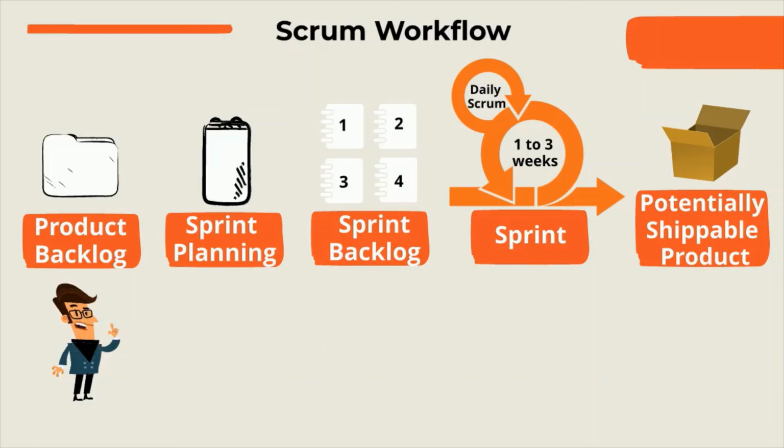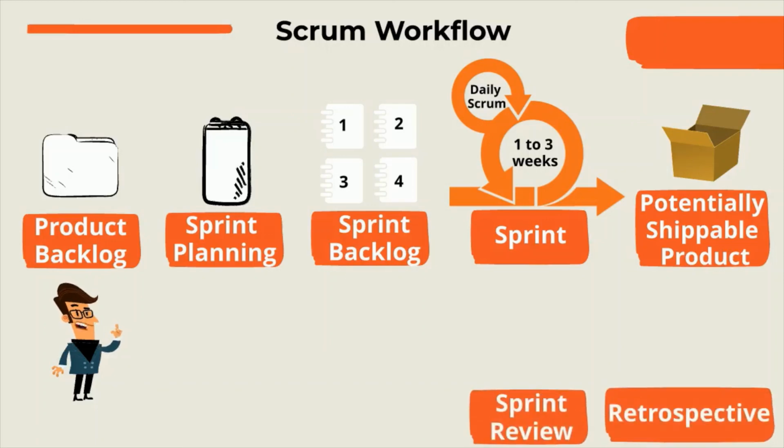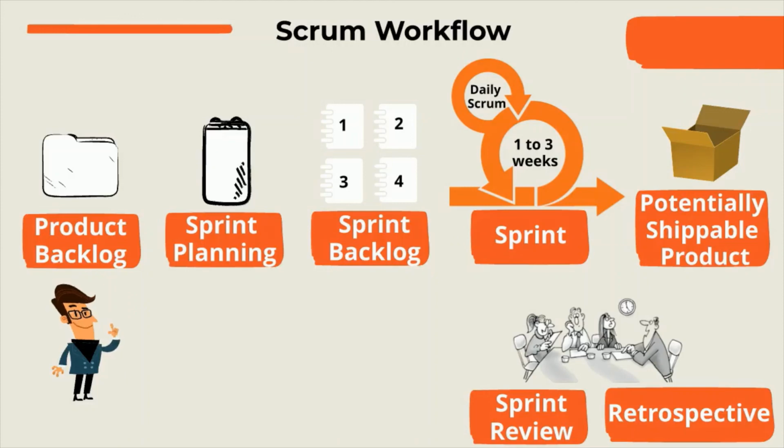At the end of the sprint, the sprint review and retrospective occur. In the review, the team showcases their work to the product owner. In the retrospective, the team discusses ways to improve their process. Repeat this workflow for each sprint.